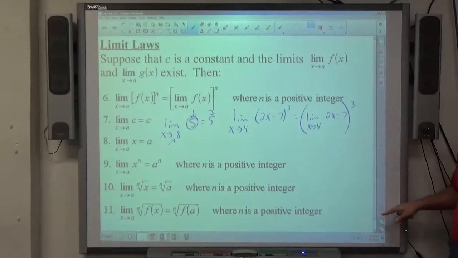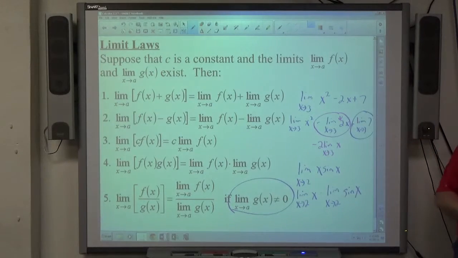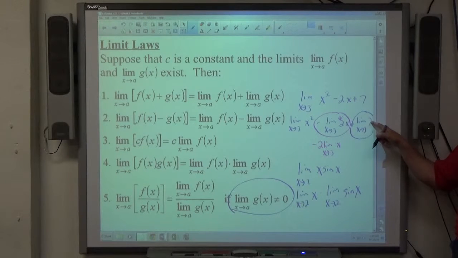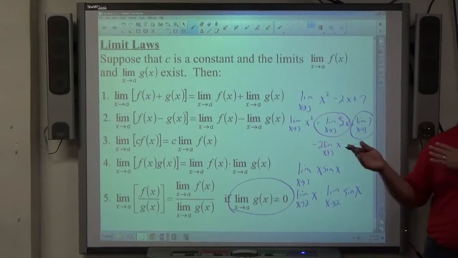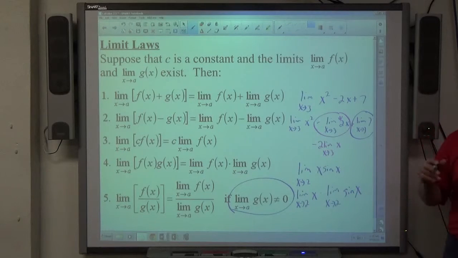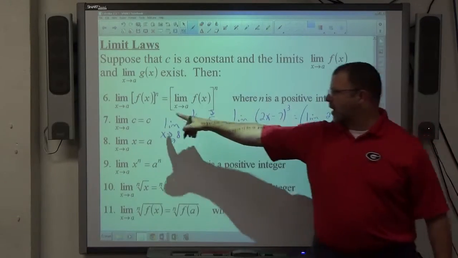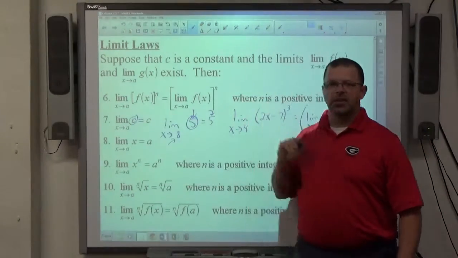Go back to this other page. What does that equal? 7. Because it doesn't matter what this number is, it matters what that number is. But if it was like 7x, that's not just a number. Right now it's got an x on it. We've got to get into a different law for that. But if it's just a number, the answer is the number. So that's just 7. Okay, it's just that easy, I promise.